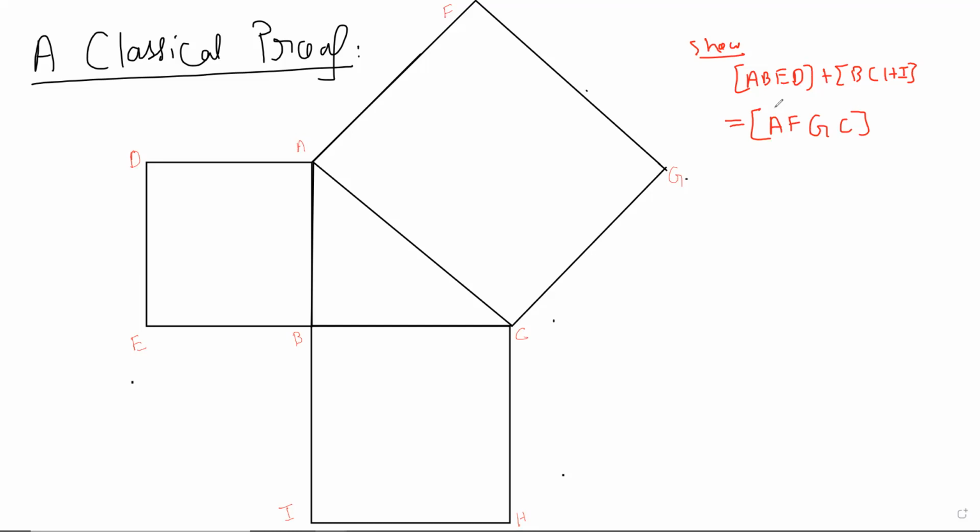Okay. Now, how do we compare the area of these two squares with the bigger square? We have to try to relate. Let's see. So you take a square, maybe take this ABED, and try to relate it with AFCG. Somehow find a version of it in AFCG.